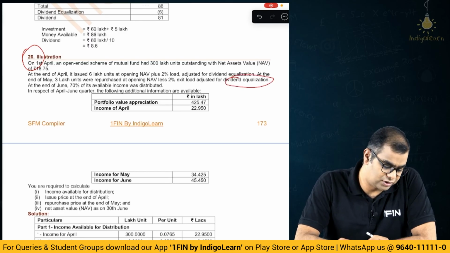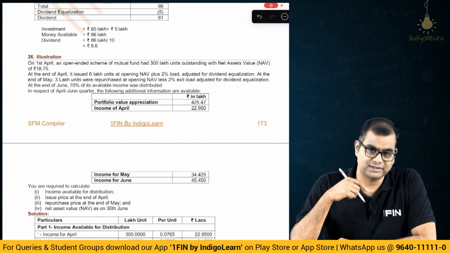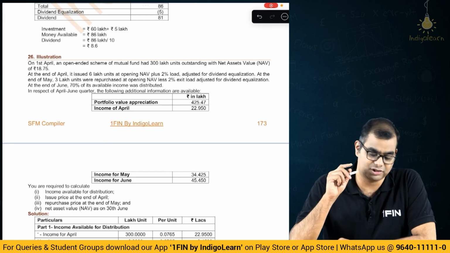As you read through the problem, you will understand. This is also a very interesting kind of question. This is slightly lengthy. And it's tricky also. I'm not saying it's not tricky, but it's also lengthy.